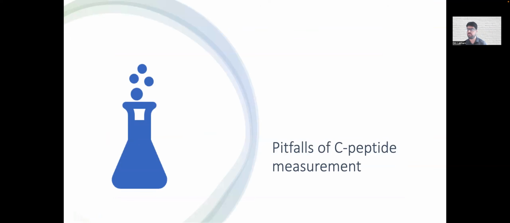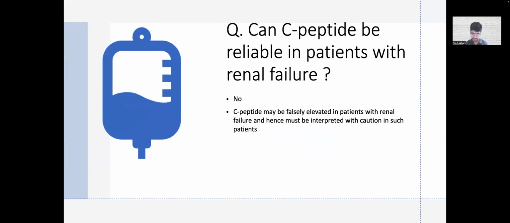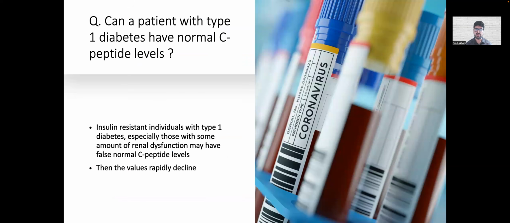Okay, now let's talk about some pitfalls of C-peptide measurement. You have to be very careful when you interpret C-peptide in patients with renal failure, especially chronic kidney disease. C-peptide is excreted by the kidney. C-peptide may be falsely elevated in patients with renal failure, and hence you should be very careful in interpreting the values in these patients. Another important thing, sometimes type 1 patients can have normal C-peptide.